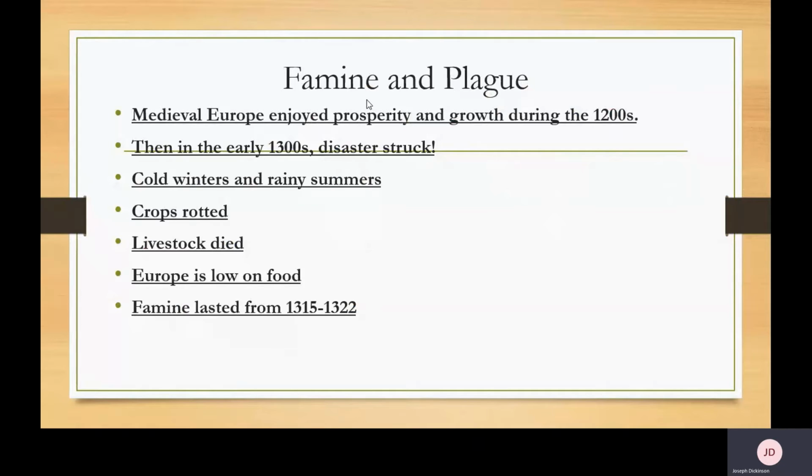They've got cold winters and rainy summers. With these rainy summers, crops are rotting. They can't properly grow. The fields are always wet, and the soil's just not able to produce. Livestock is dying because they don't have food for the livestock. Europe is now low on food, so people are not able to get food. And famine is going to last from 1315 to 1322.